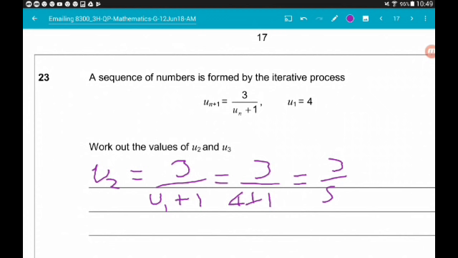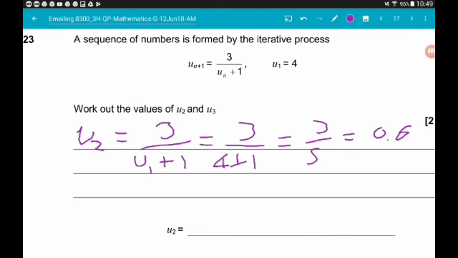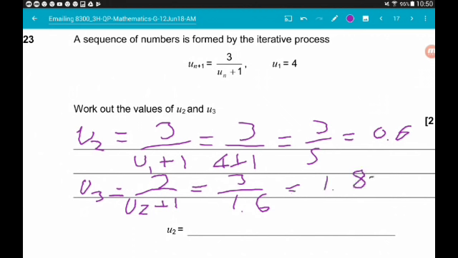Now we're going to turn that into a decimal, so that's 0.6, and then u3 is 3 over u2 plus 1, which is 3 over 0.6 plus 1, so that's 1.6, and that gives us 1.875. Cool.